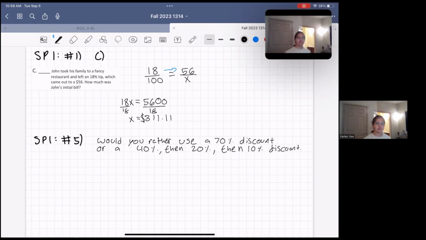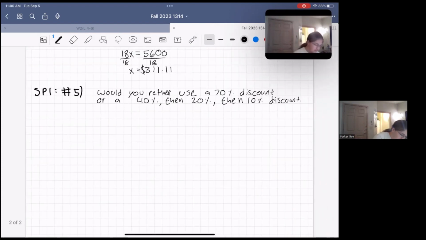Our next problem is problem number 5 on the homework packet. It says, would you rather use a 70% discount or a 40% discount, then 20%, then 10% discount? On this problem, it doesn't give us any numbers that we are discounting, so we can make up a number. Say we have an item that costs $200. We can compare the 70% off of 200 or the 40, 20, and 10% off of the $200.